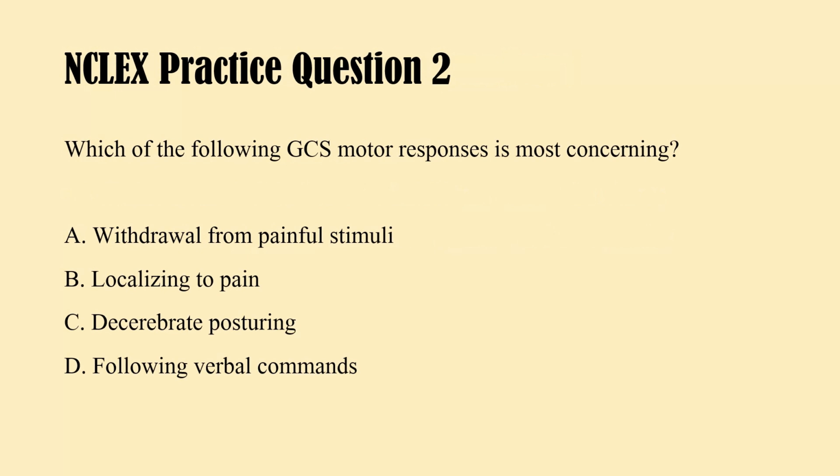Which of the following GCS motor responses is most concerning? A. Withdrawal from painful stimuli. B. Localizing to pain. C. Decerebrate posturing. D. Following verbal commands.